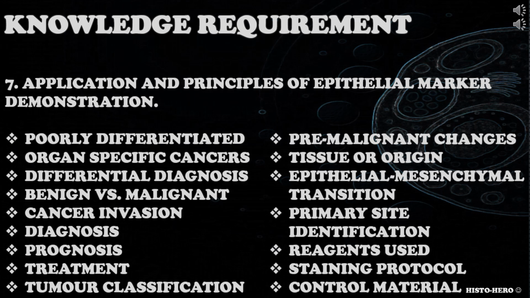When addressing this knowledge requirement, candidates should consider the value of epithelial markers in poorly differentiated cancers, to detect organ-specific cancers, for differential diagnosis, to distinguish between benign and malignant tumors, to detect cancer invasion, overall use for diagnosis and prognosis, can guide treatment, used for tumor classification, to detect premalignant changes, to determine tissue of origin or primary site in metastases or secondary tumors, detect epithelial mesenchymal transition, reagents used during staining, staining protocols used, control material needed.